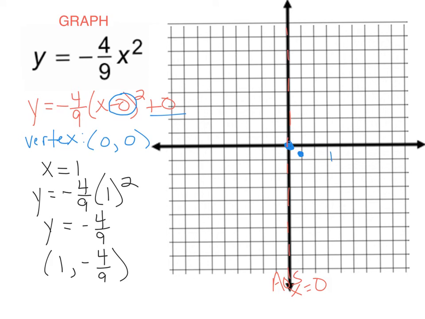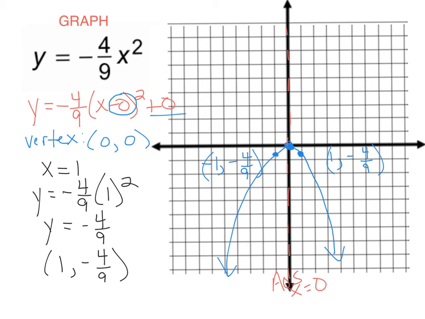Not the easiest to show, but we can label that to make it pretty obvious. And what that allows me to do is flip that point over the axis of symmetry to get my third point, which would be negative 1, negative 4/9. Now the last step is to draw a U-shaped graph opening down through those points. As long as you have a curved line and it doesn't look like a V, that's going to be exactly what you need to show.